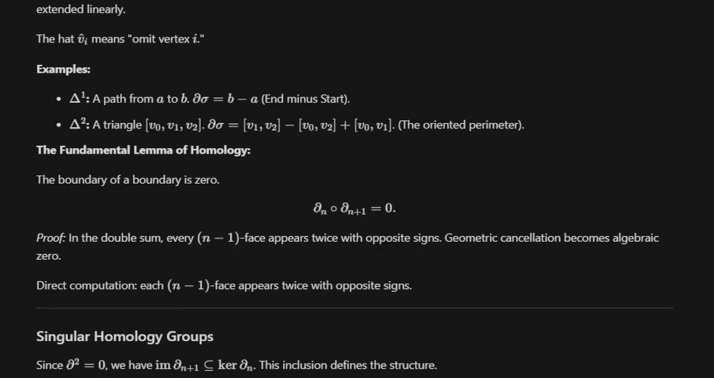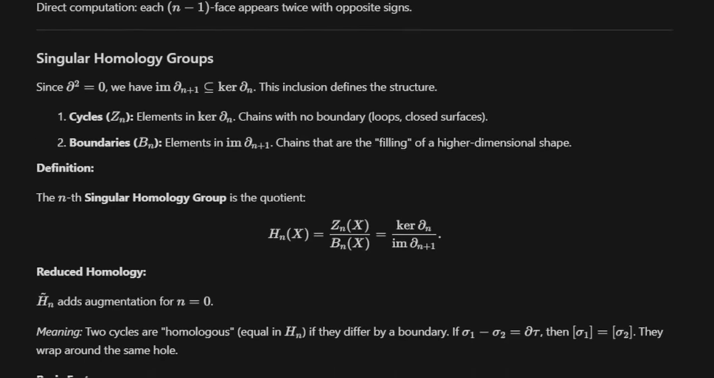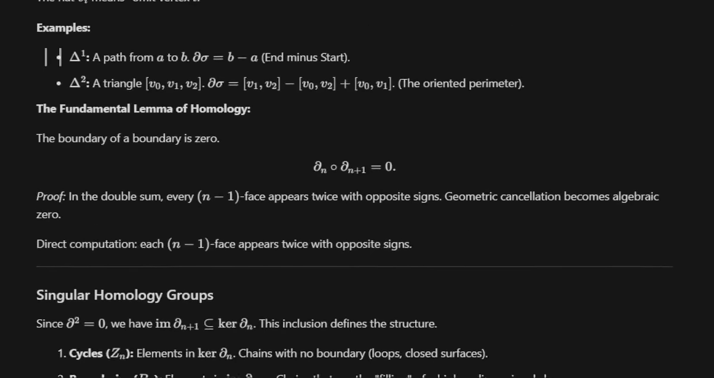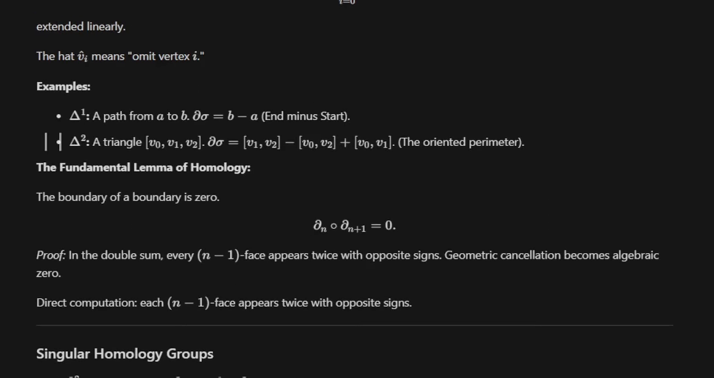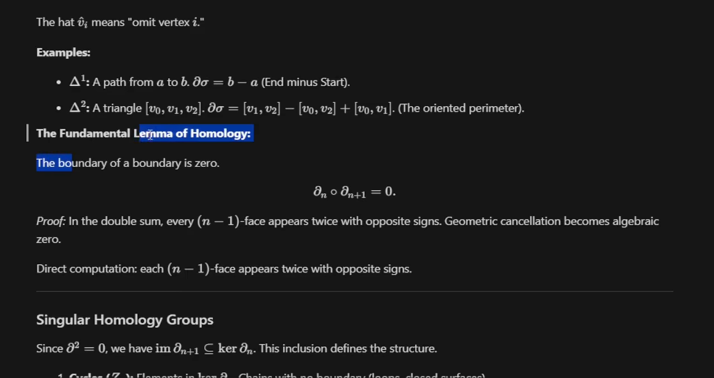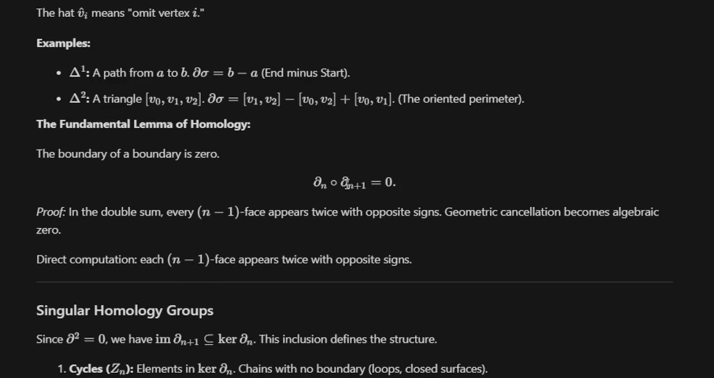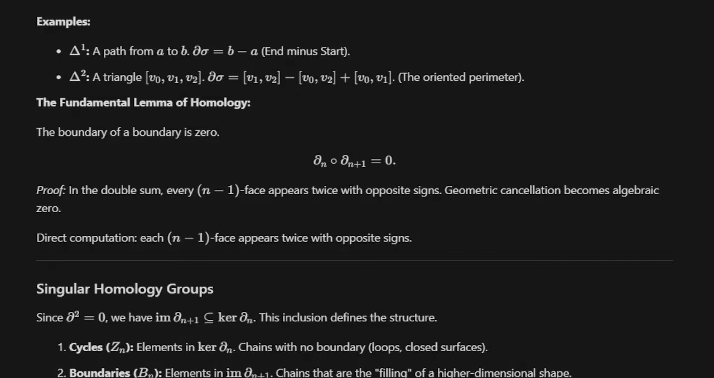And the boundary operator, again, is kind of like a map, if you will, that basically just takes this n-simplex right here, and what it does is it will spit out an alternating sum of its faces and peel off essentially the skin of the object. So the fundamental lemma of homology then allows us to say that the boundary of a boundary is 0. So if we were to compose the nth boundary with the n plus 1th boundary, that's always going to equal 0. And if you want to prove this, the proof is actually not that hard. If you take a double sum, every n minus 1 face appears twice with opposite signs, the geometry will just cancel it, or kind of telescopes, if you will, and it becomes an algebraic 0.